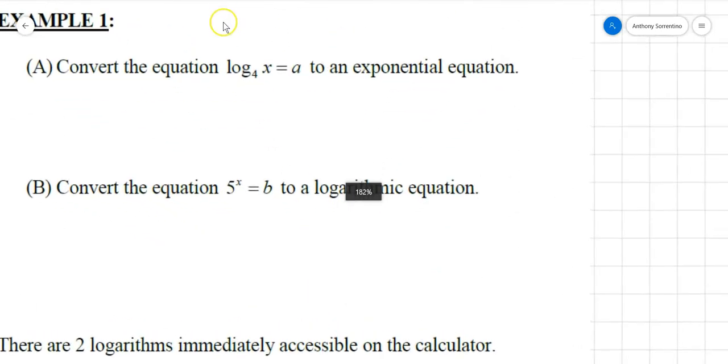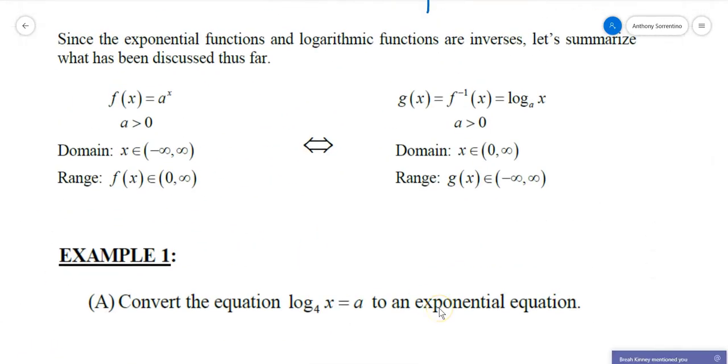Since exponential functions and logarithmic functions are inverses, keep some things in mind here. As we said before, for a function that's exponential, our a is greater than 0 always. The domain could be any. I can raise this to any exponent I want. Okay, there's no problem with that. The exponent could be anything. The range, on the other hand, well, since I'm taking a number that's positive and raising to a power, it has to be more than 0, and that's basically what this is saying.